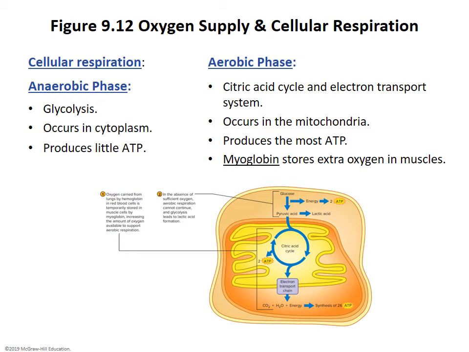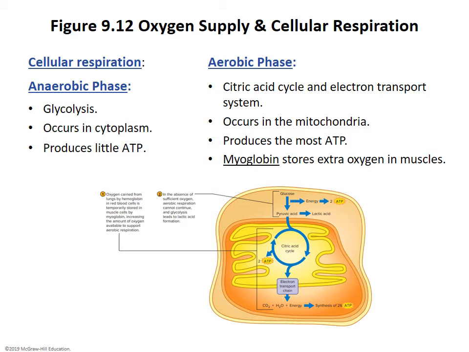So cellular respiration is going to have 3 steps: glycolysis, citric acid cycle, electron transport chain. Glycolysis happens inside the cell as soon as glucose enters, and it does not require oxygen, so it is referred to as an anaerobic phase. If oxygen is present, the pyruvic acid gets taken inside the mitochondria where the other 2 steps happen.